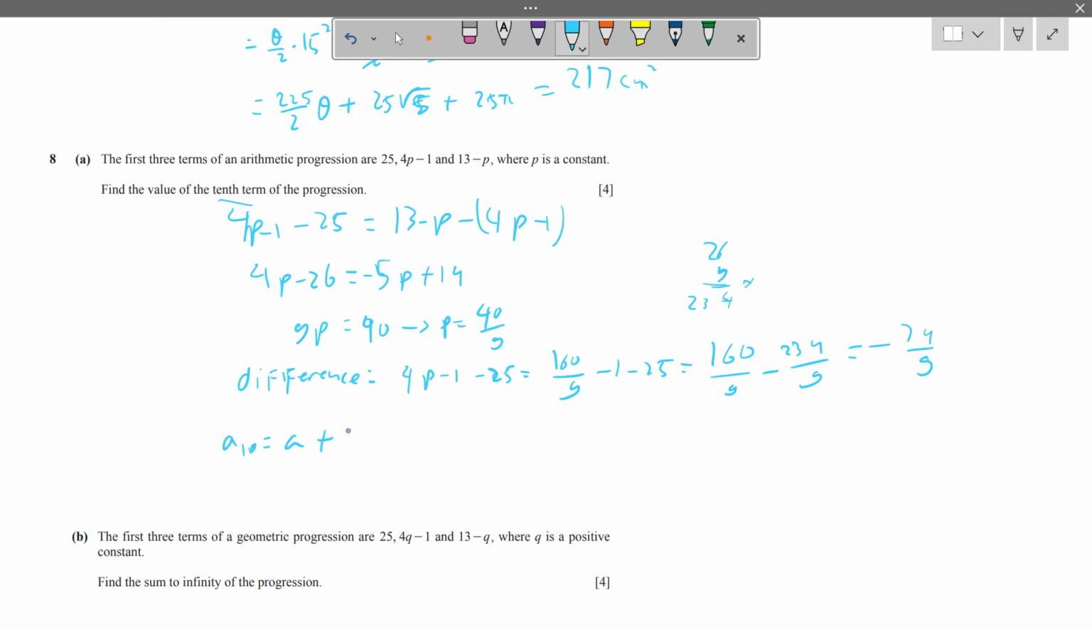A10 is A1 plus 9 times D. I'm just going to put D as the difference there. A is the first term, like A1. And in case you forgot, this 9 is actually 10 minus 1, times D. So A1 is 25 plus 9 times minus 74 over 9. So that's 25 minus 74, which is negative 49.